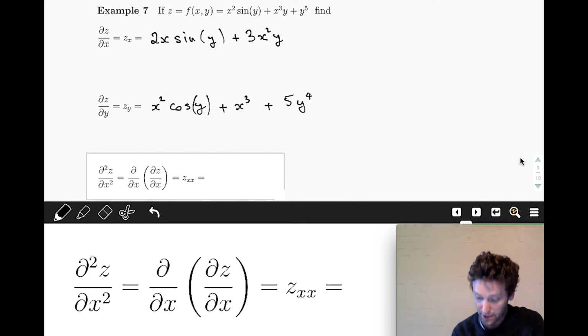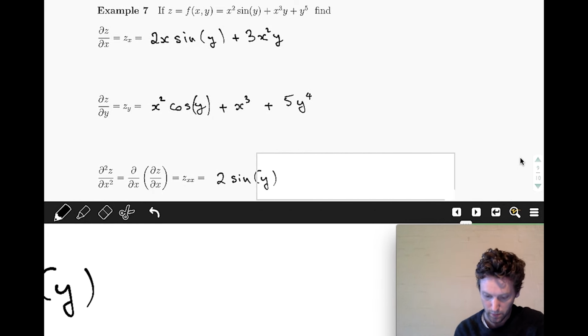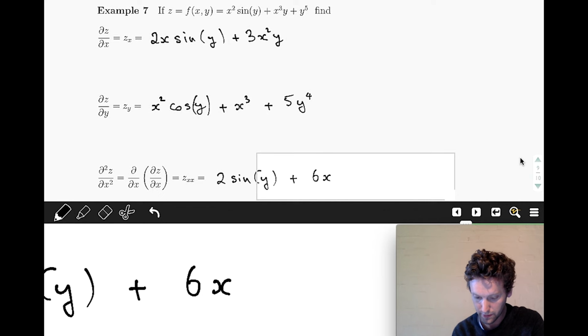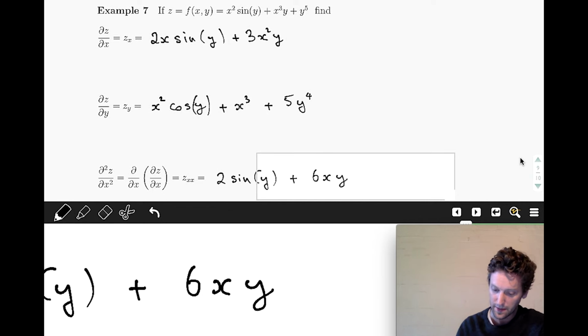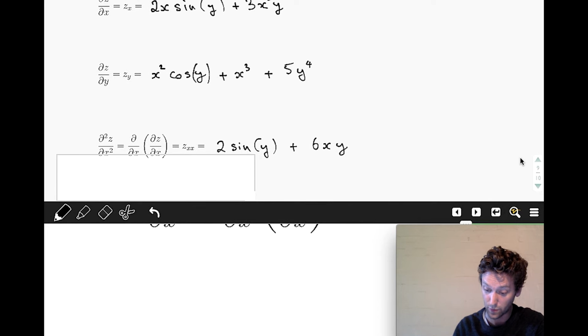So the derivative of that with respect to x will be 2 sine y plus derivative of 3x squared is going to be 3 times 2x, or 6x times y. And that's our second derivative with respect to x. I can also calculate what the second derivative is with respect to y.